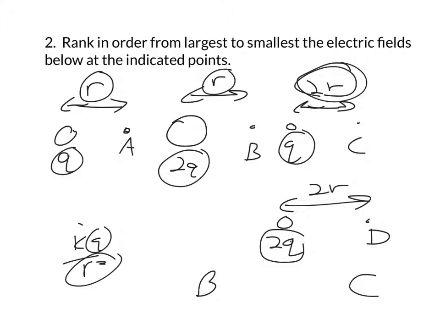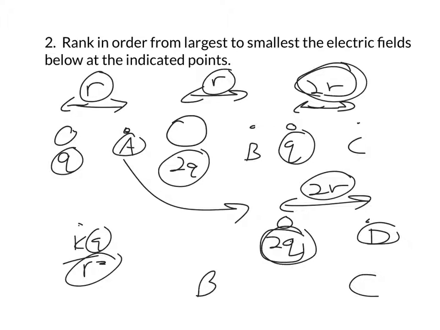So now we need to compare D and A. Going from A to D, we gain twice the radius and twice the charge. So that's 2Q on top, but that's 2R, and we're squaring that on the bottom. So we're actually getting 4 times as much on the bottom as on top, which means the one with the bigger radius is going to be smaller in terms of its field. And so I'm going to put D right there. I'm going to put A right here.